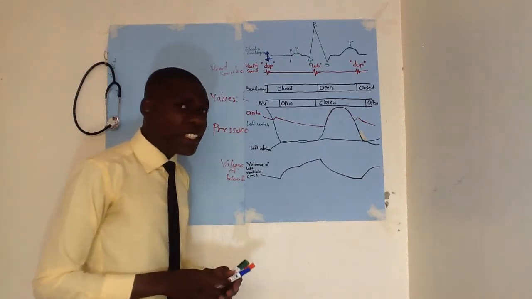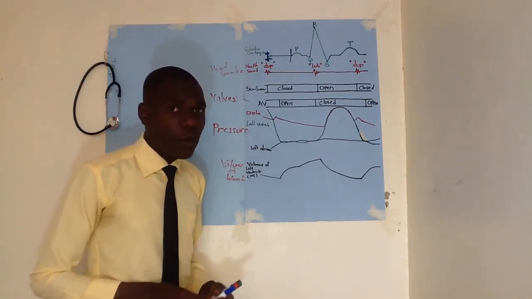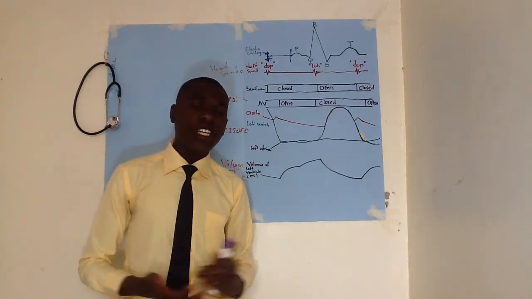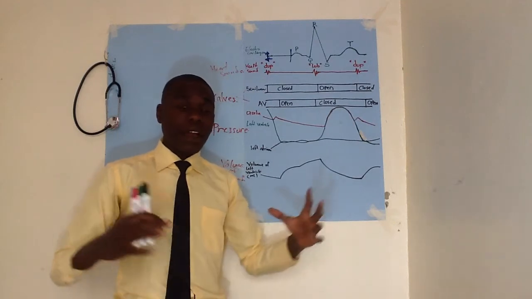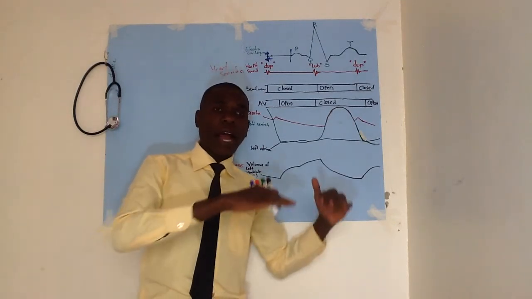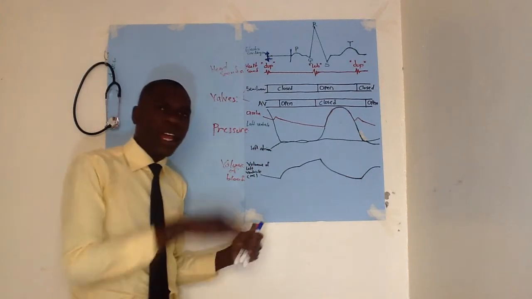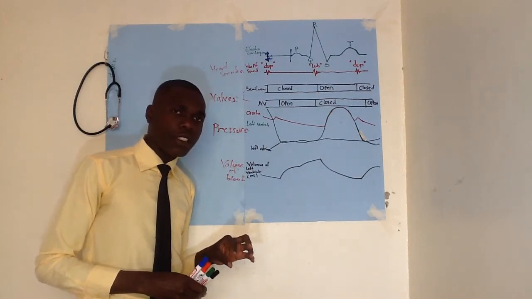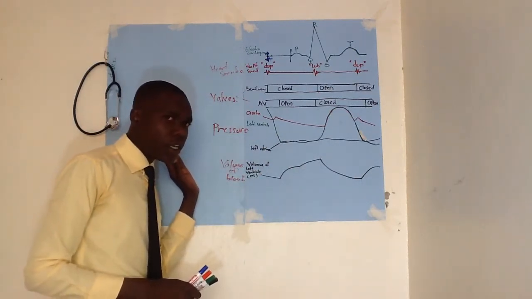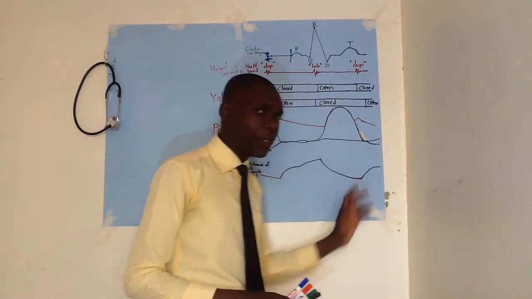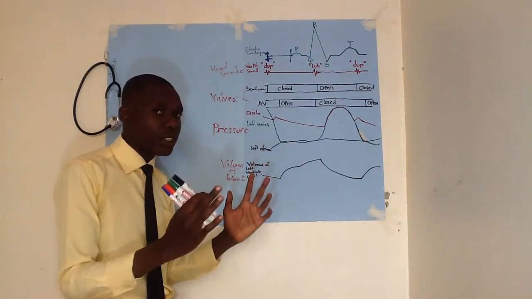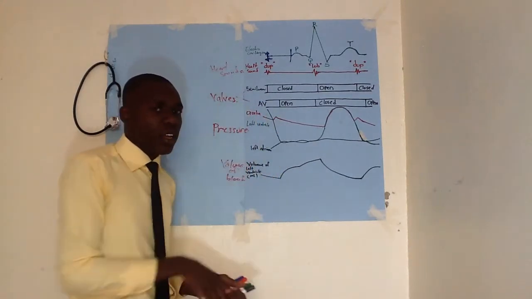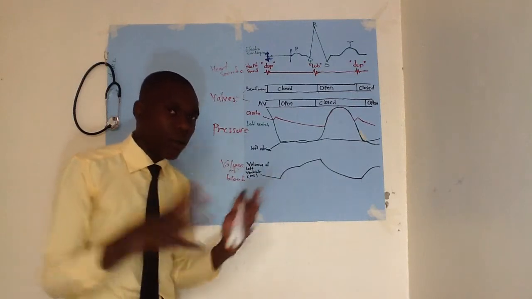So, when is this sound lub and dub heard? First of all, the sound lub is heard due to the shutting close of our atrioventricular valves, the valves between the atrium and the ventricles, that is both the tricuspid valves and the mitral valves, or rather bicuspid valves. Whenever they are being shut close, that is when the ventricles start contracting.